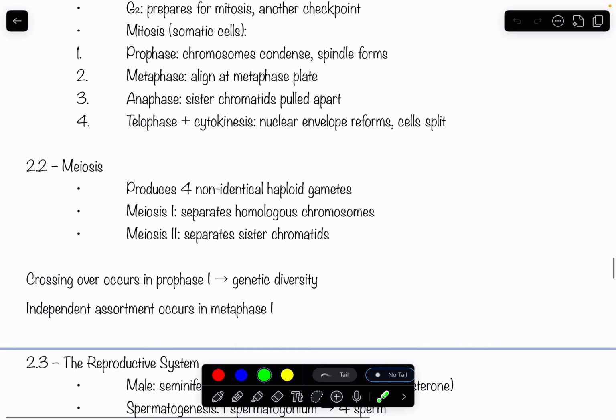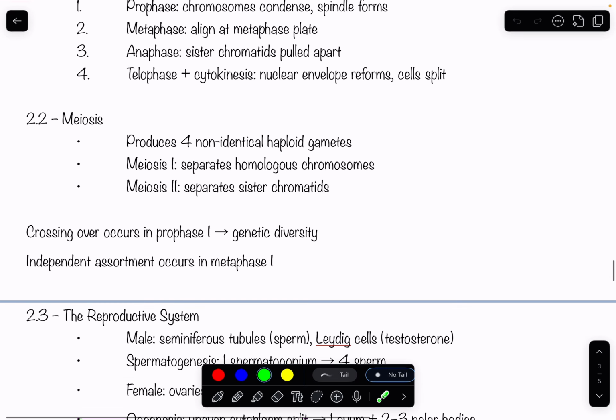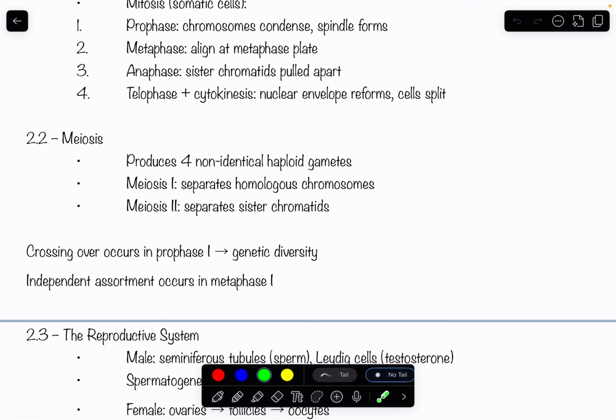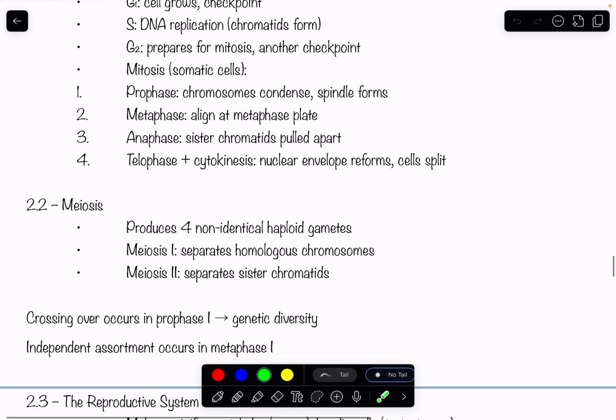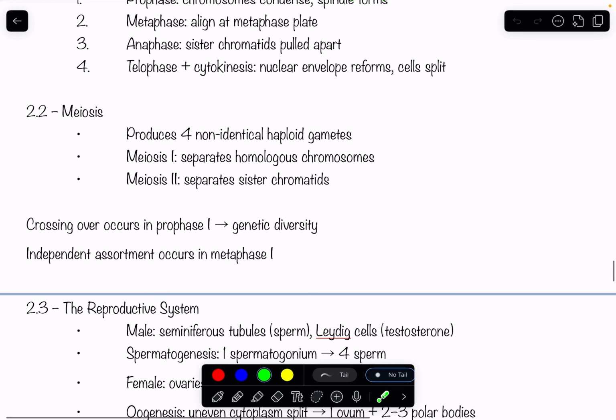Okay. For chapter 2.2, we're going to talk about meiosis. So this is a little different. It's pretty much the same thing, right? So in this time though, you produce four non-identical cells. So it's like you're going through mitosis twice. So meiosis 1 will separate homologous chromosomes. Meiosis 2 will separate sister chromatids.